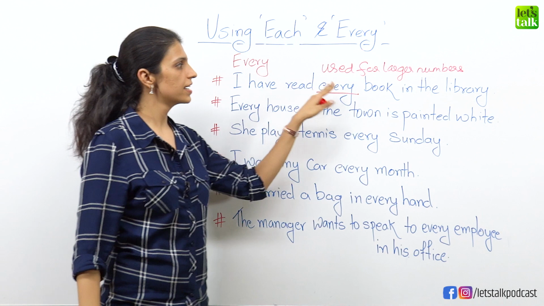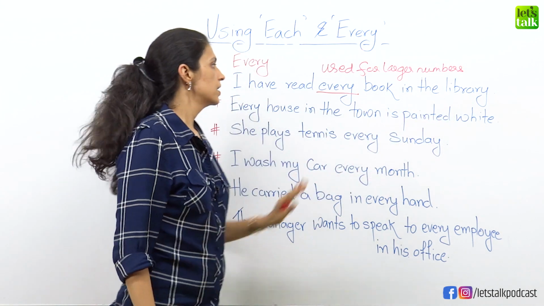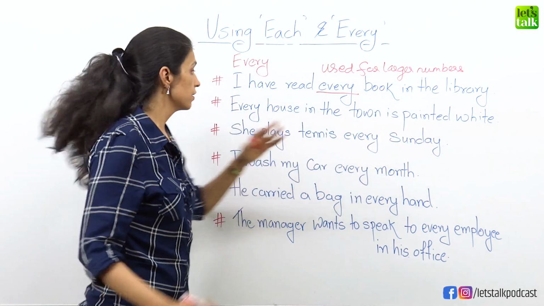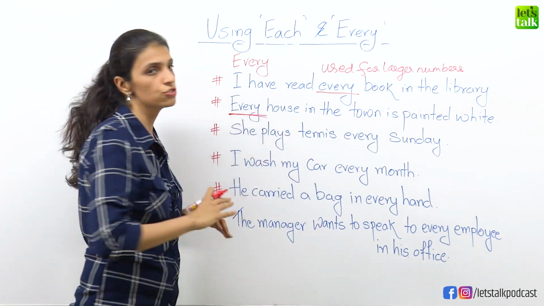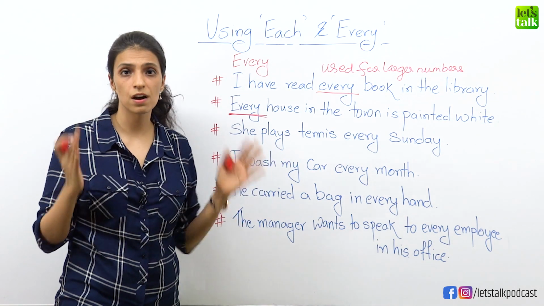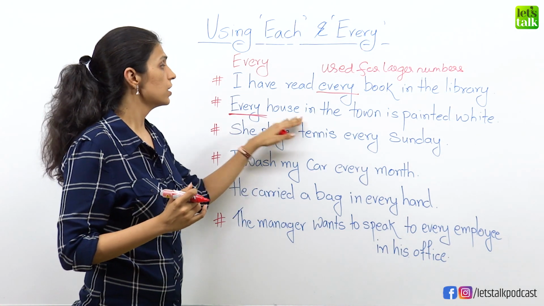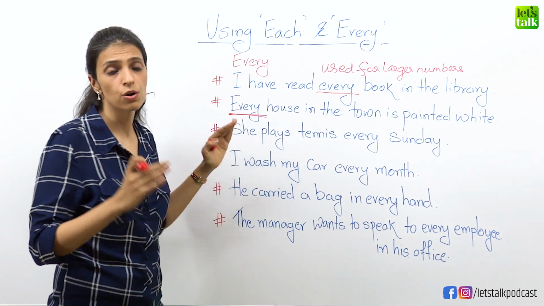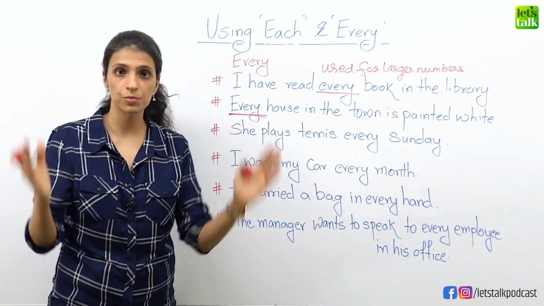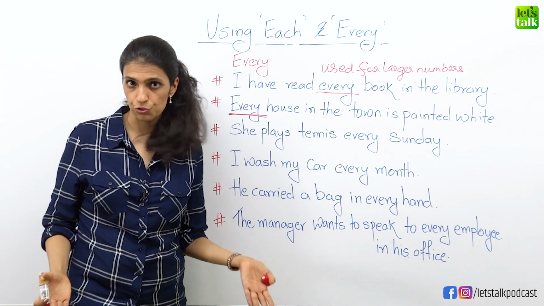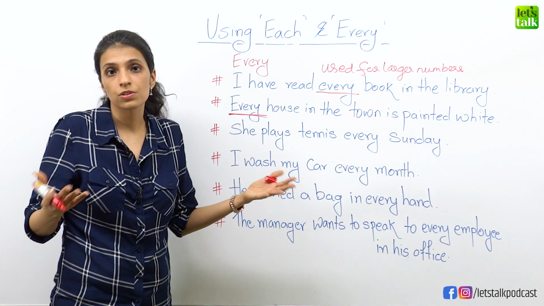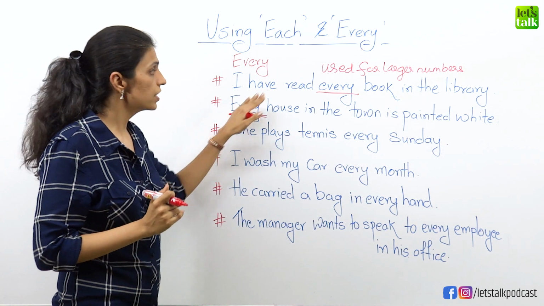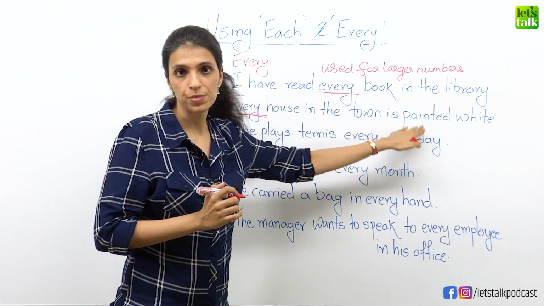Okay, so I have read every book in the library. Now in the next sentence, every house in the town is painted white. If you go to count the number of houses, it is huge, okay? There are a lot of houses in every town. It is always better to use every than each house in the town because we are relating to a larger number of houses, more than 2 for sure. And the number is indefinite. We really do not have a definite number. So every house in the town is painted white.